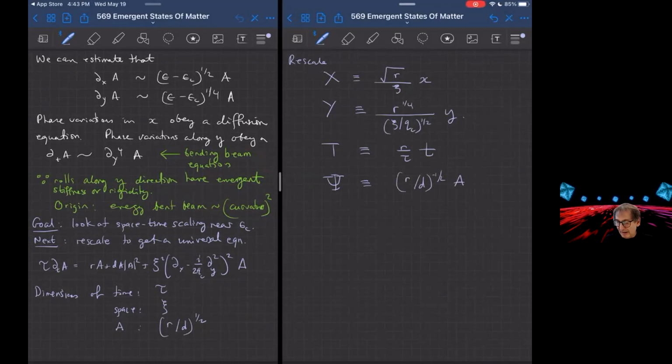If I make those changes of variables, you can quickly verify that we get an equation that says d by d capital T of capital psi is equal to psi minus psi squared times psi, plus d by dX minus i over 2 d by dY, all capital, squared, times psi. And this is a universal equation with no adjustable parameters.